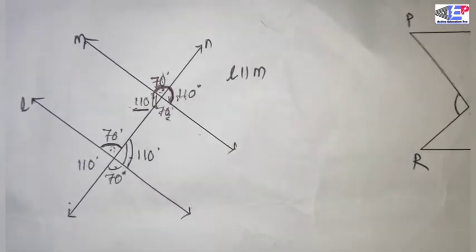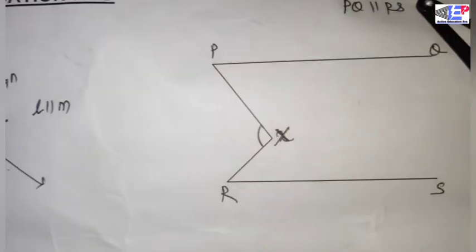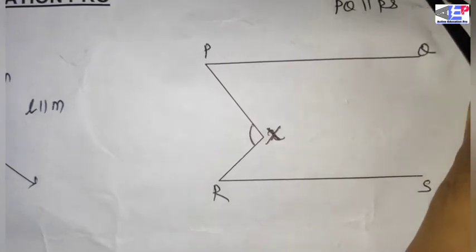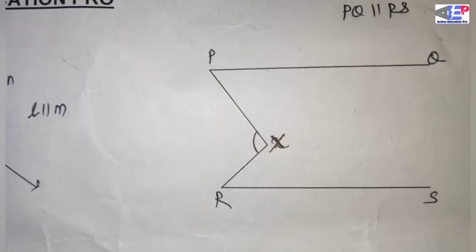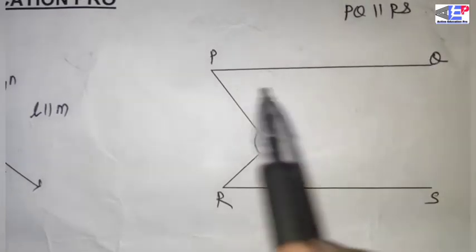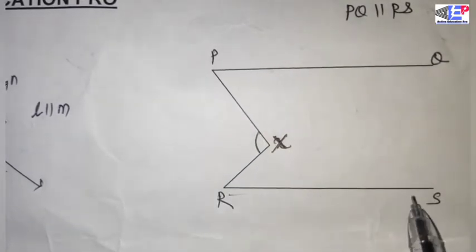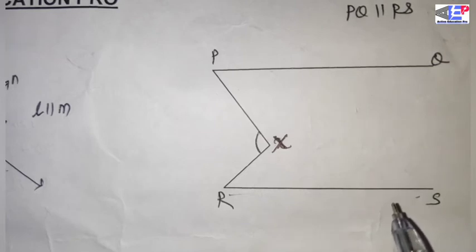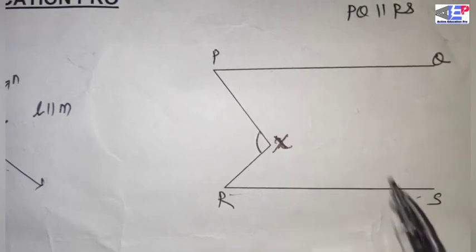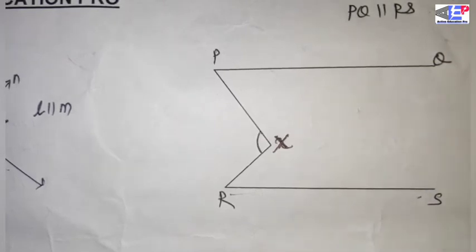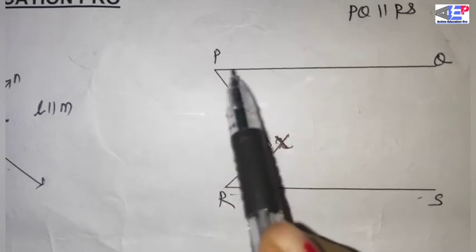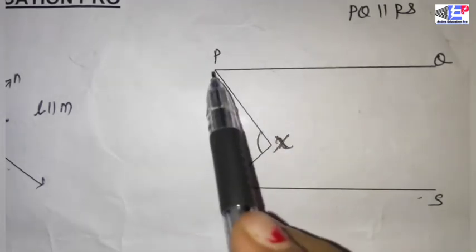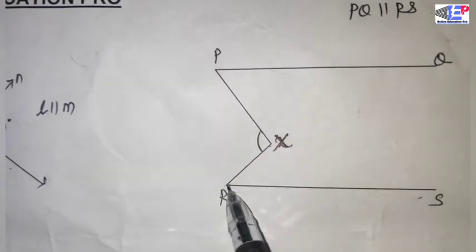Now the next question, the second question. Here PQ is parallel to RS. Look here, there is no transversal line passing these parallel lines. There are two line segments in between these two parallel lines. One is PX and another one is RX.